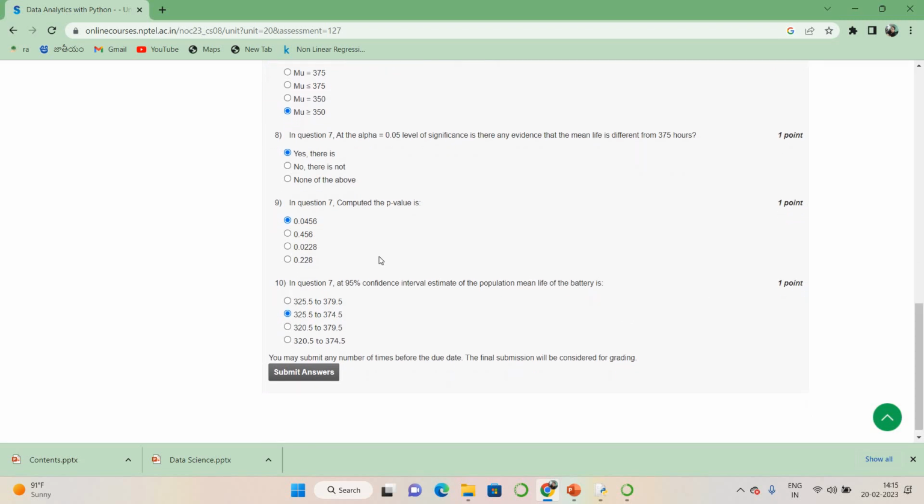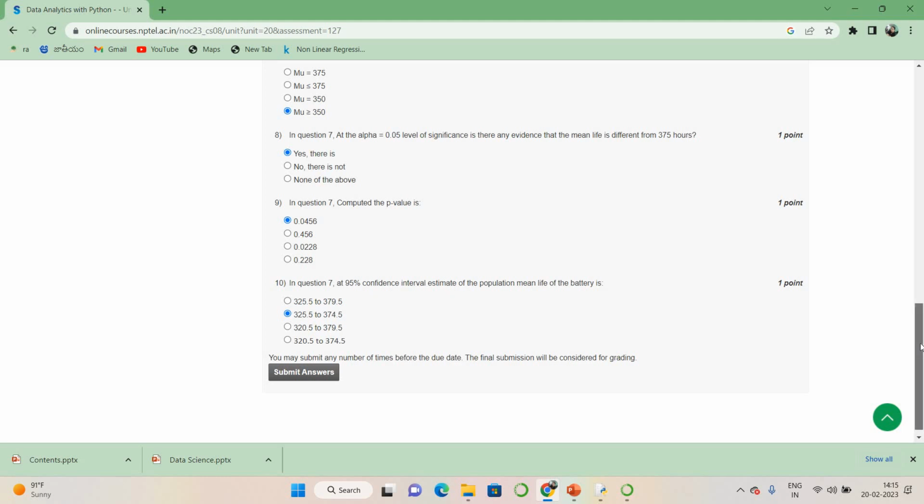Now coming to question number 9. In question 7, the computed p-value is 0.0456. So option A is the correct answer. Now coming to question number 10. In question number 7, the 95% confidence interval estimate of the population mean life of the battery is 325.5 to 374.5. So option B is the correct answer.